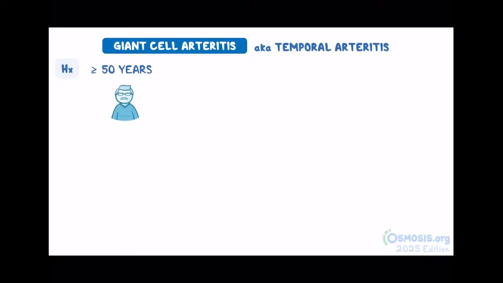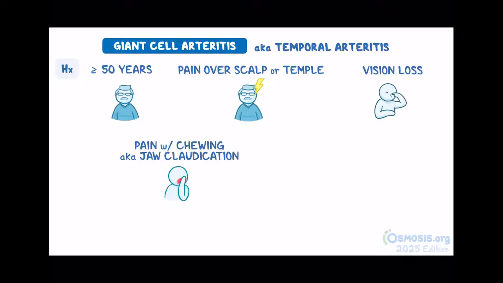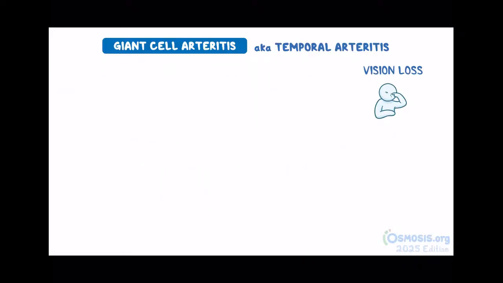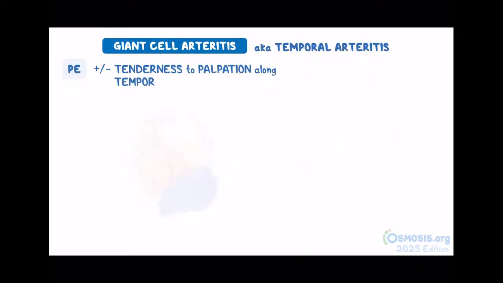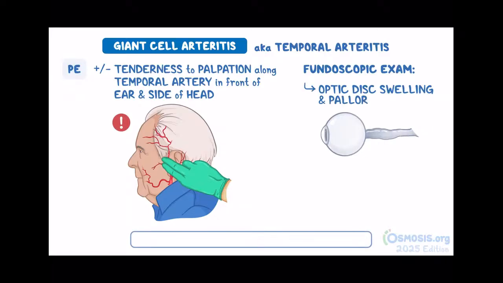age and older. In addition to headache, history reveals pain over the scalp or temple, vision loss, and pain with chewing, which is known as jaw claudication. Additionally, there might be a history of polymyalgia rheumatica. The exam might show tenderness to palpation along the course of the temporal artery in front of the ear and on the side of the head. Finally, if the fundoscopic exam shows optic disc swelling and pallor, consider giant cell arteritis.